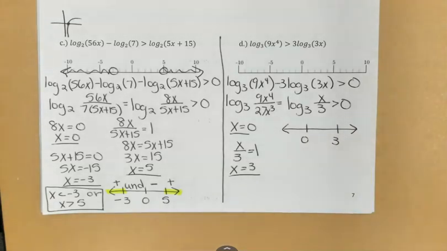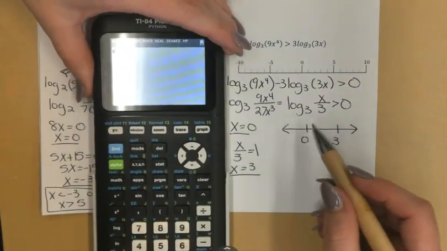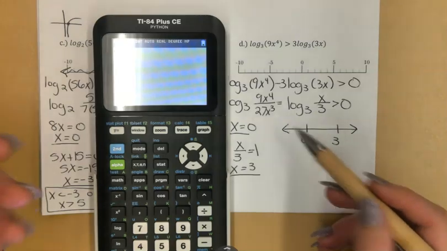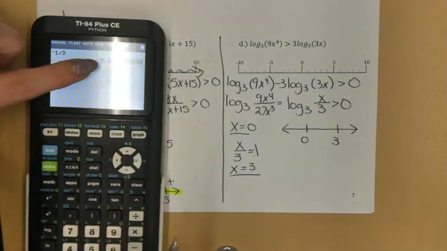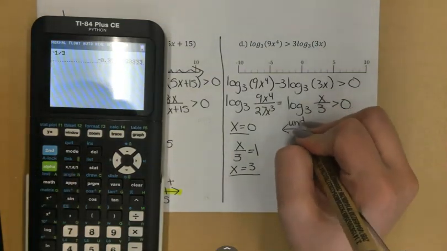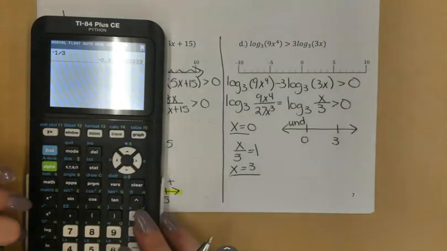And so again, what I'm going to be looking at is when I input values within these ranges, what happens with what's inside my log. So if I go with a value less than 0, like say -1, -1 over 3 is a negative number. I can't evaluate negative logs, so this is going to be undefined. Then I need to pick a number between 0 and 3, like 1, for example.